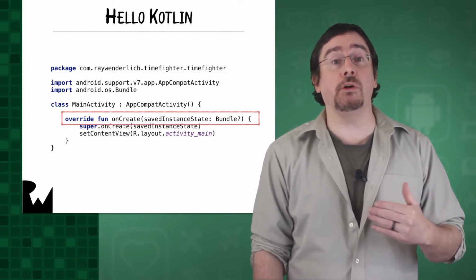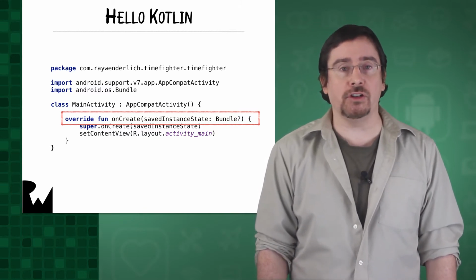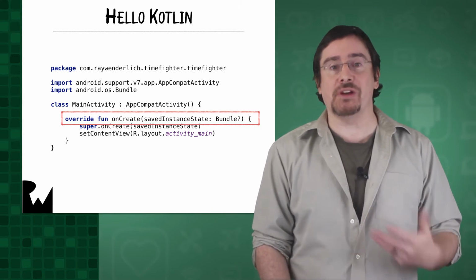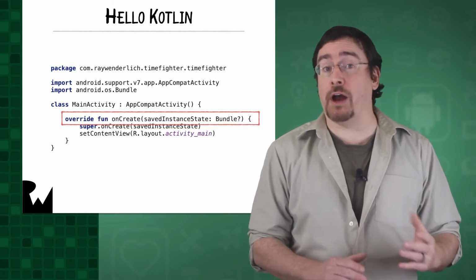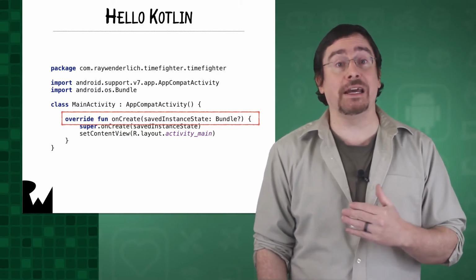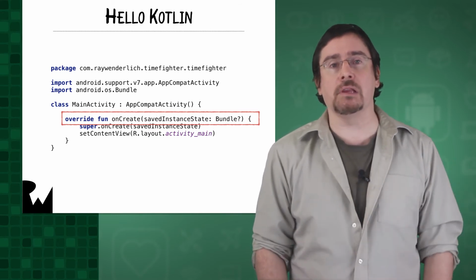onCreate is the initial point of entry for an activity. This is called a method or function. You can tell because it has the fun keyword in it. It's meant to do something. That something is what you define. The method is actually overriding another method. You can tell because it has the override keyword in it. Now don't worry about what overriding means. It will become clear later on.